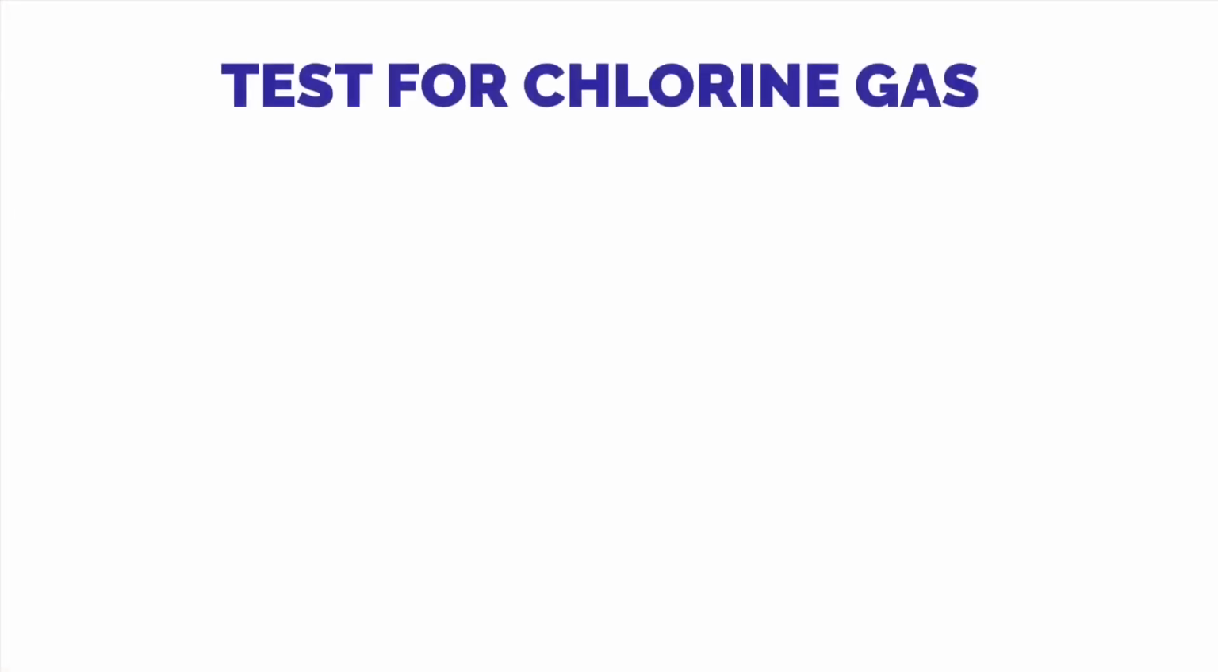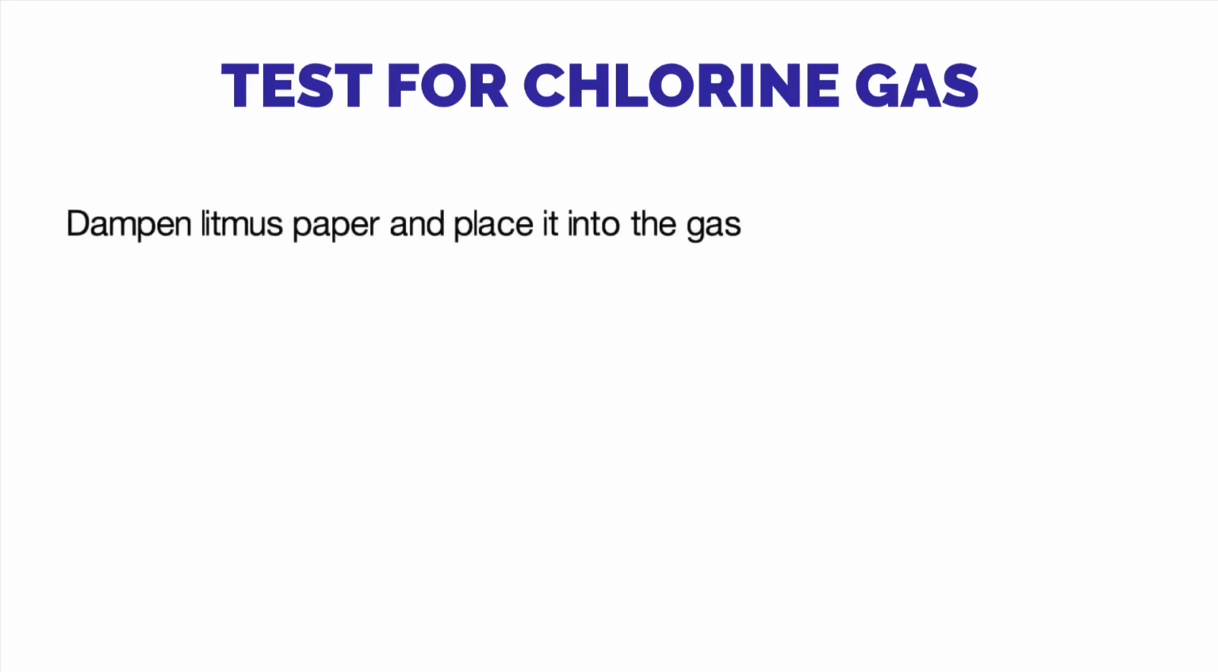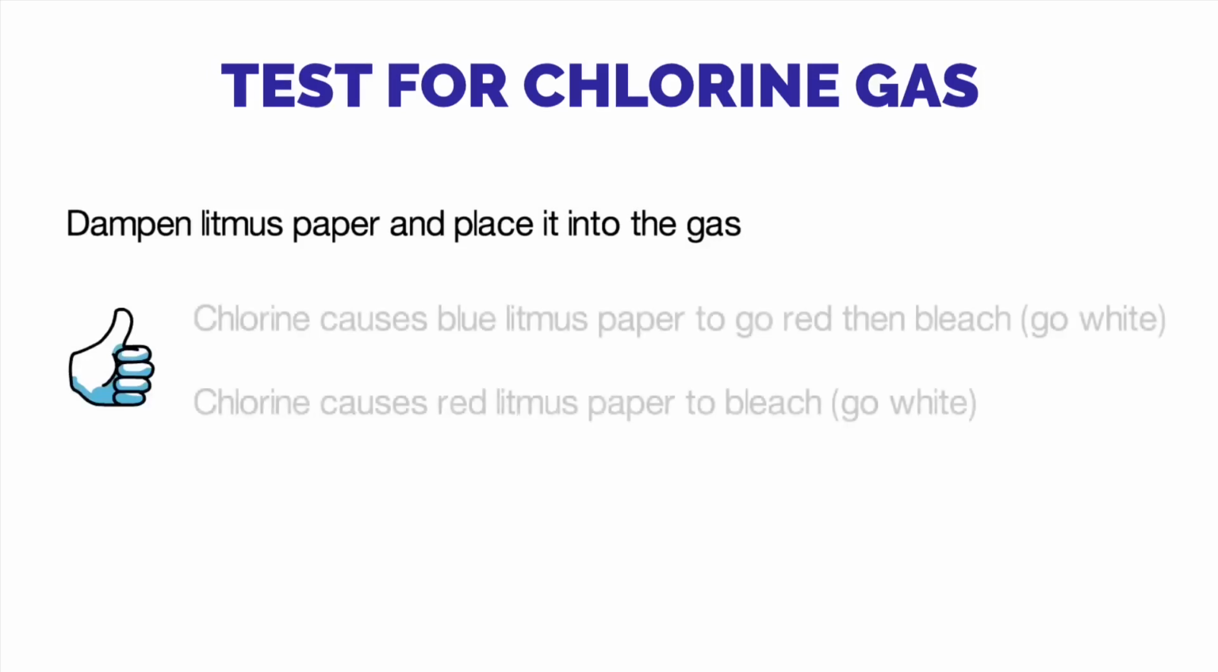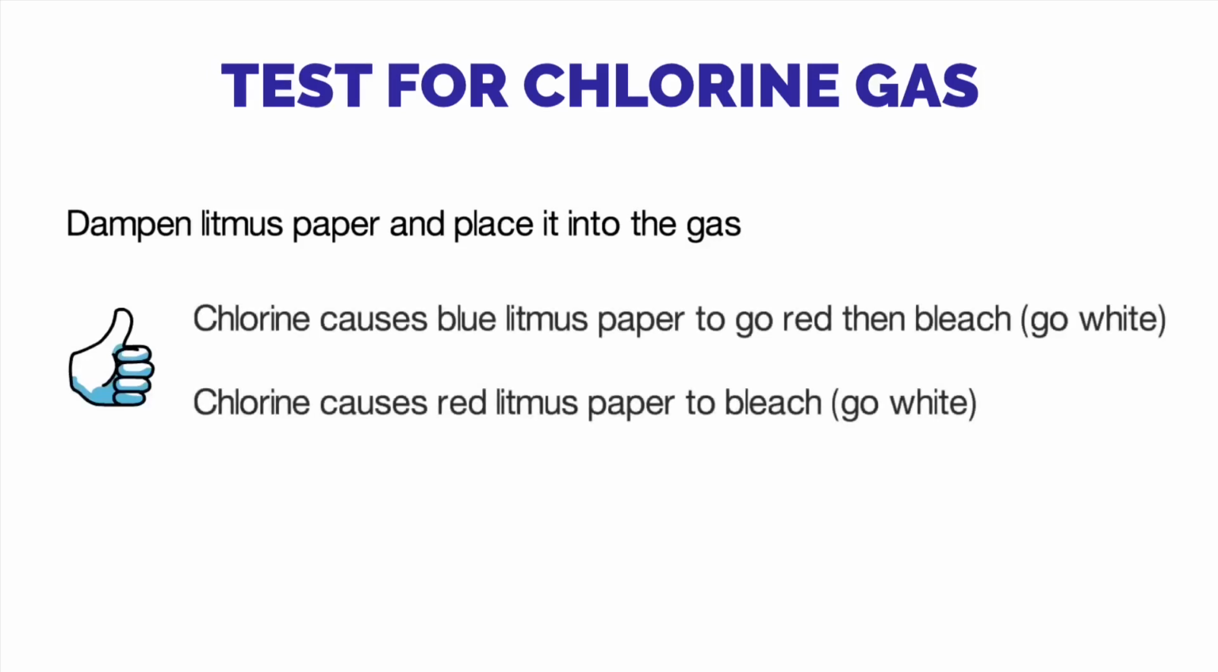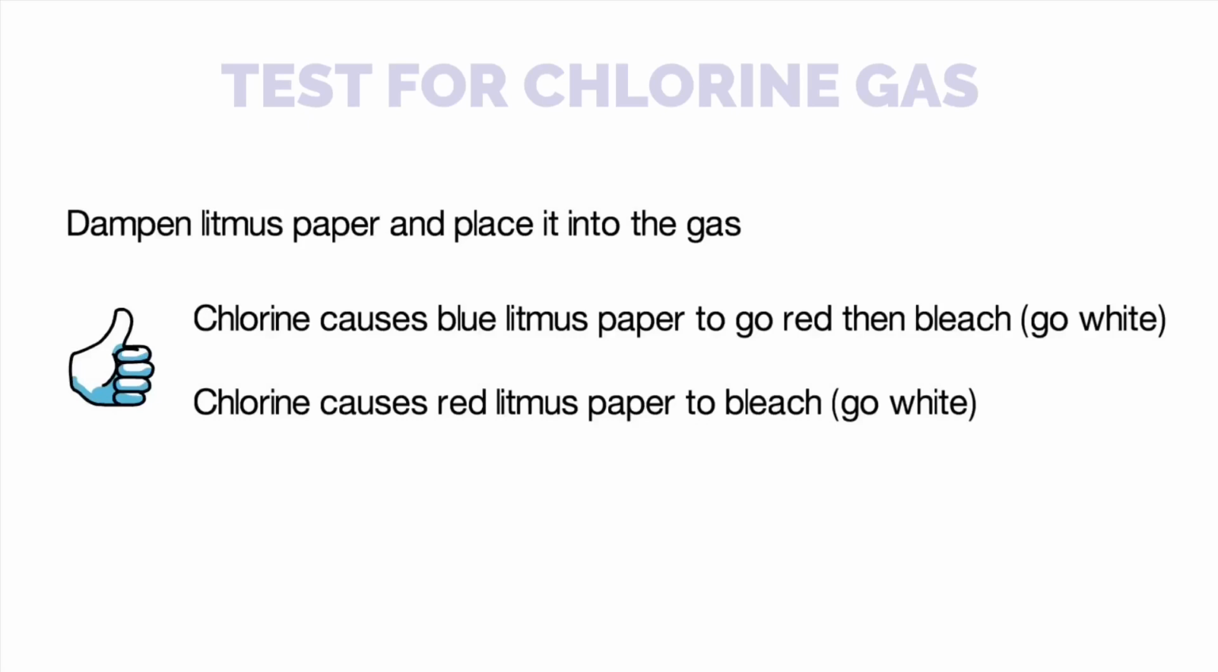So to summarise, the test for chlorine gas is you dampen litmus paper and you place it into the gas. A positive test, if you're using blue litmus paper, it should go red and then bleach, in other words go white. Or if you're using red litmus paper, it should bleach white.